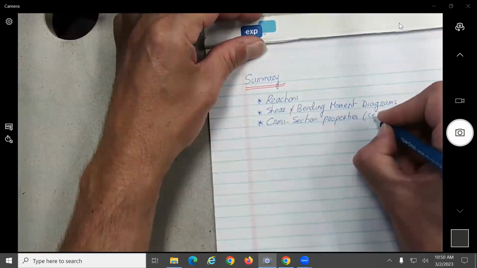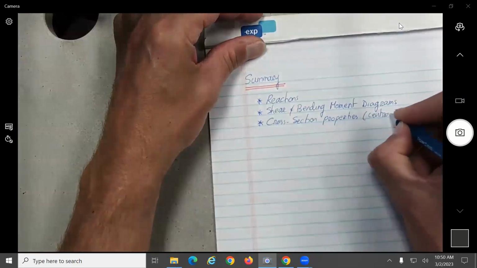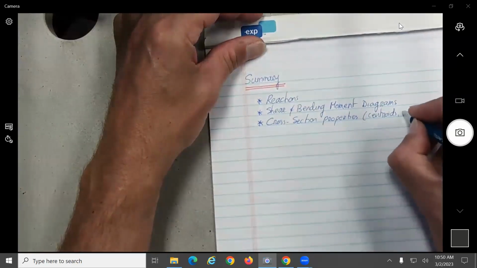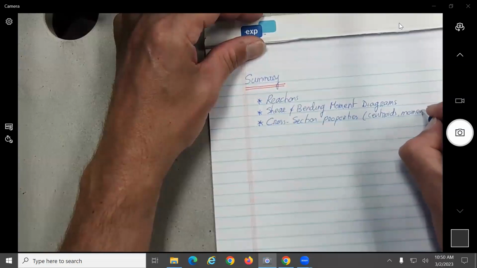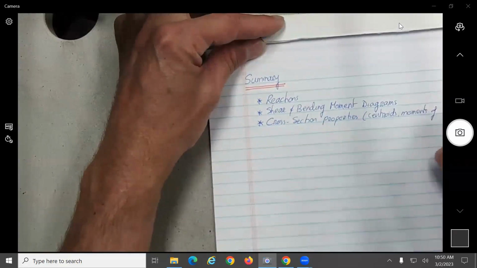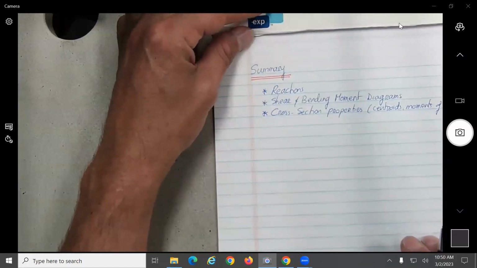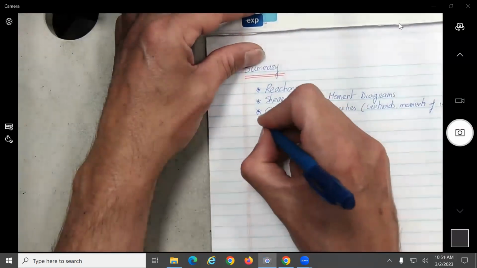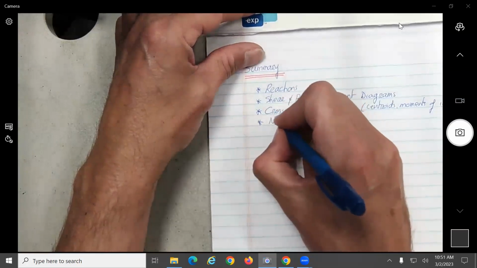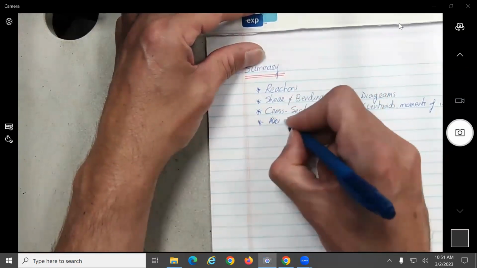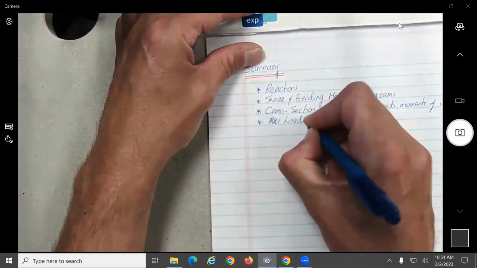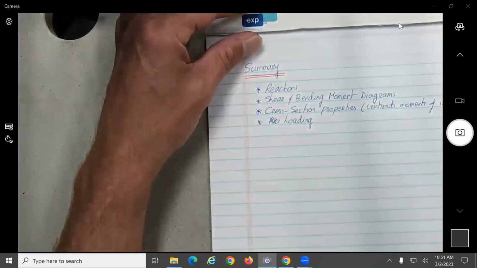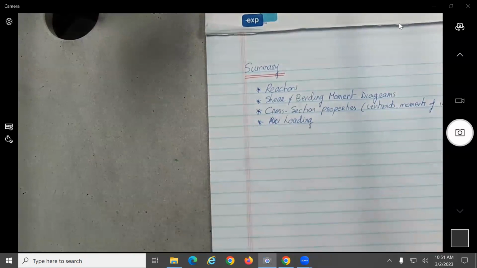Okay, next, maybe you need to learn how to calculate the cross-section properties. Which means centroids. Moments of inertia. Then you also should know how to calculate after that, or even before that, which is the difficult part. The loading. I think this is the most difficult part.